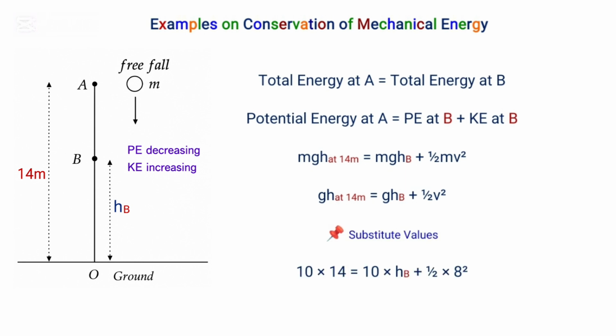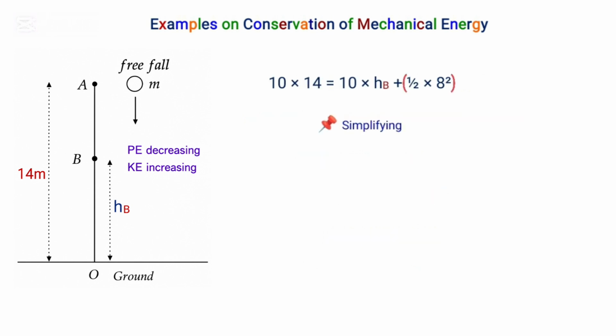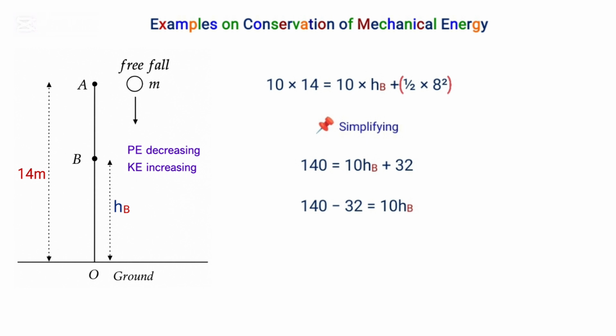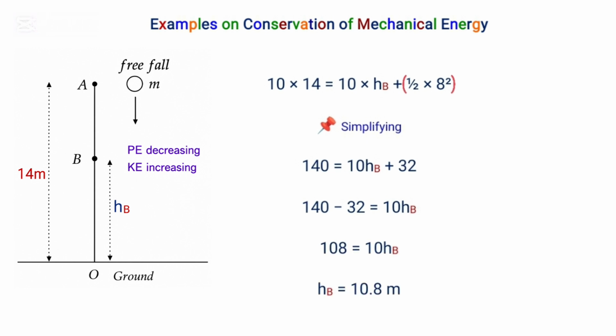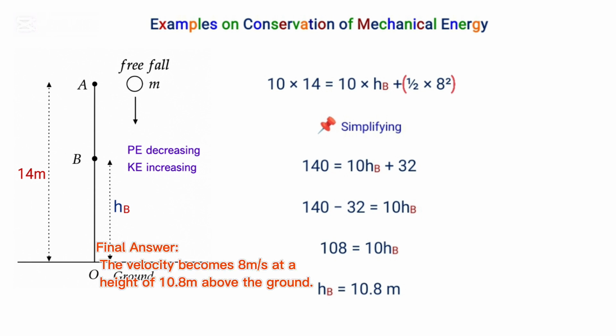Substitute values. 10 times 14 is equal to 10 times hb plus half times 8 square. Simplifying, 140 is equal to 10 hb plus 32. 140 minus 32 is equal to 10 hb. 140 minus 32 will give 108. 108 is equal to 10 hb. hb is equal to 10.8 meters. Final answer. The velocity becomes 8 meters per second at a height of 10.8 meters above the ground.